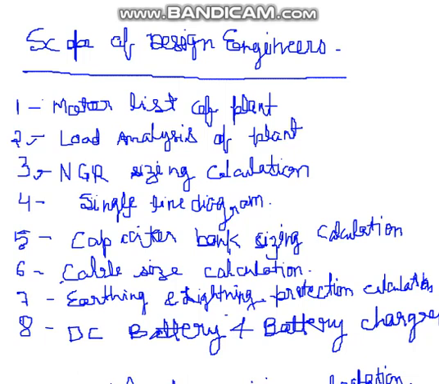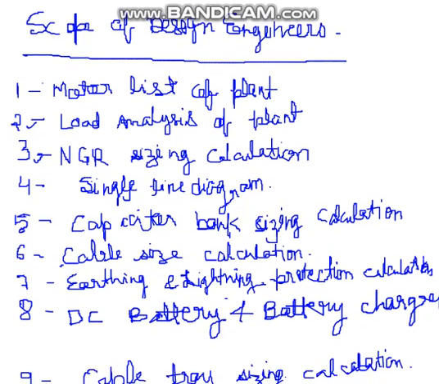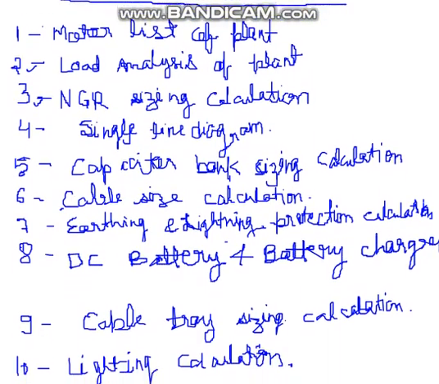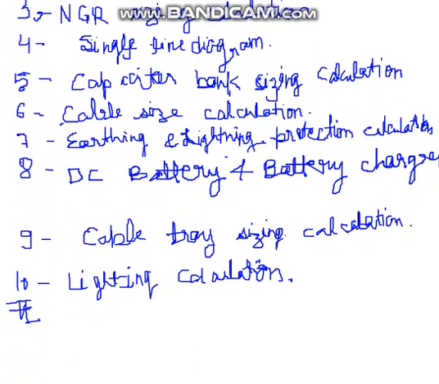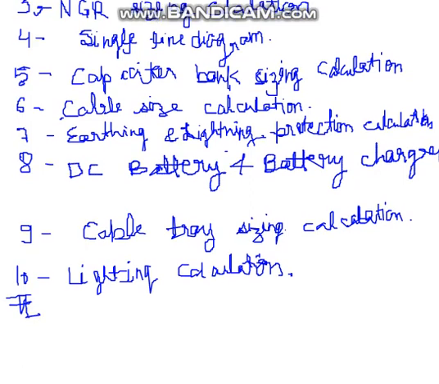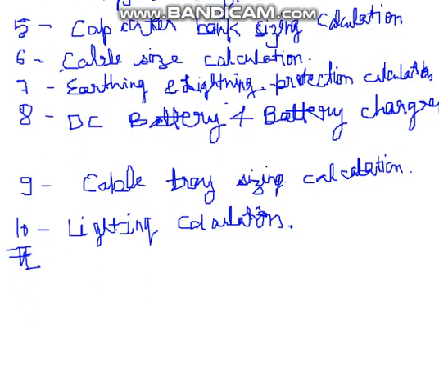Here we are discussing the engineering documents which are required for an electrical engineer to prepare for a plant. So this is our second video. In the first video we discussed the 10 documents listed here: scope of work of design engineers, motor list, load analysis, NGR sizing. So I have mentioned some 10 documents. Today we will see what other documents we need to prepare. So this will be our 11th number.